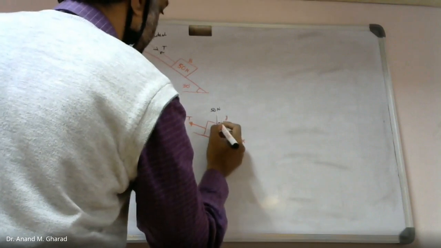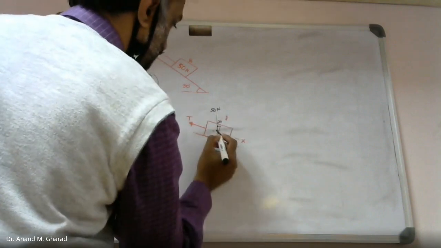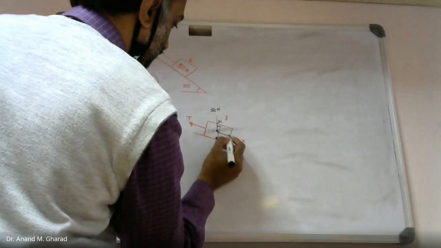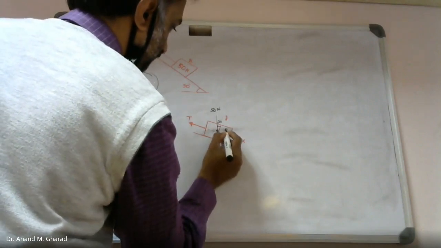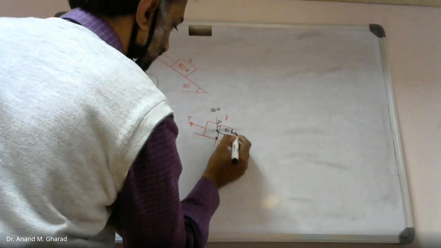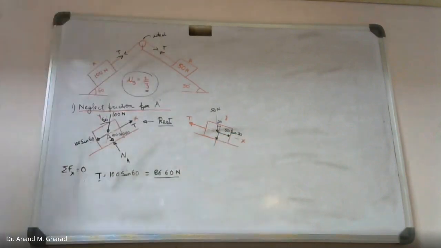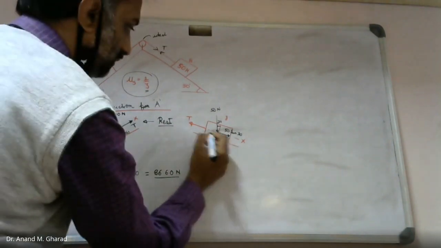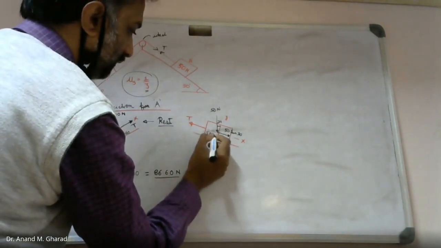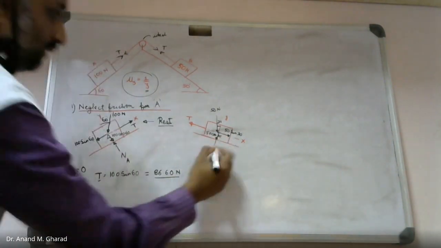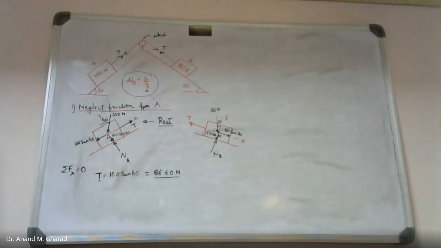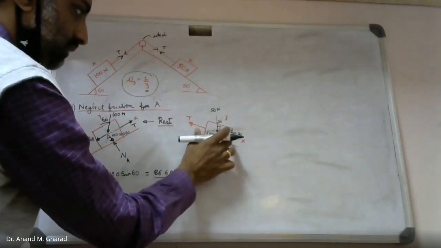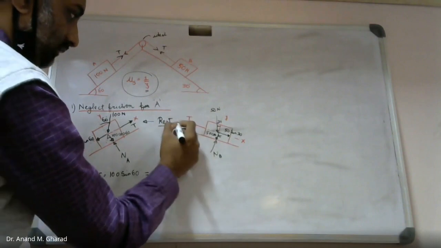This is 30 degree. So this will form 50 sin 30. Am I right? And this will be the 50 cos component, 50 cos 30. This will be the normal reaction on B. True. Now for this, again it is at rest.